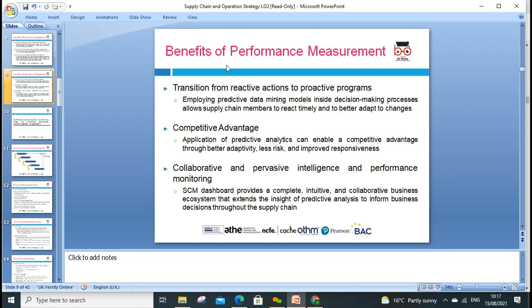Okay, so transition from reactive actions to proactive programs. We need to employ predictive data mining models. We can look at data mining and data processing in the supply chain, and we can gain competitive advantage. What is meant by competitive advantage?